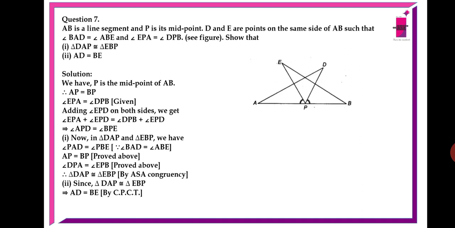Since triangle DAP is congruent to triangle EBP, AD and BE are the corresponding parts of congruent triangles, which are equal.